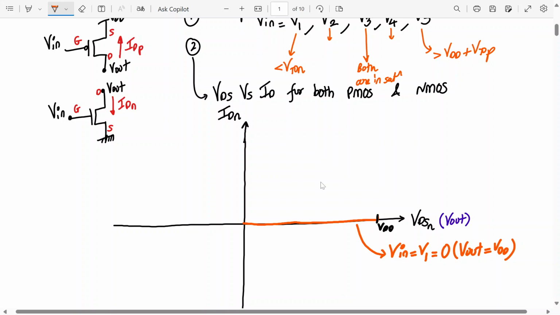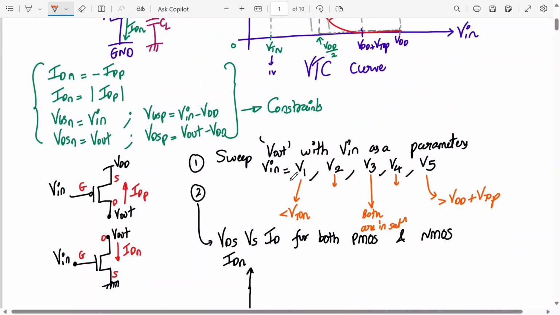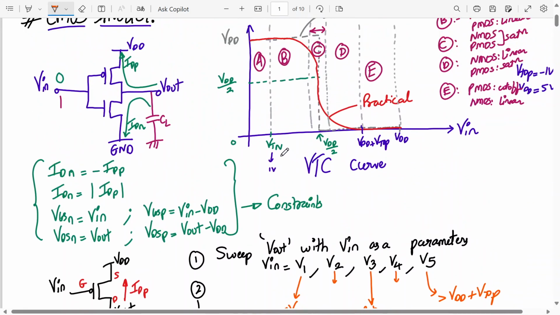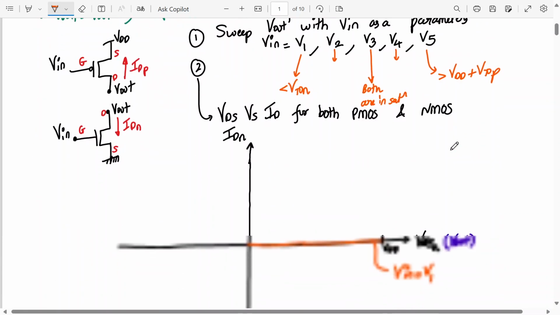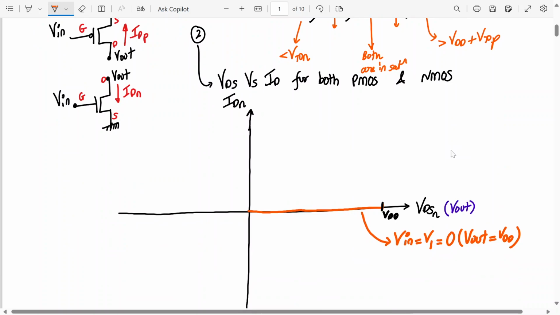Now this is V in equal to V1. Now we increase the value of V in. These are increasing values of V in, so this is V1, and let's say V2, V3, V4, V5. Now we increase V in to V2. So how will the graph be? Let me draw it. The graph will look something like this.